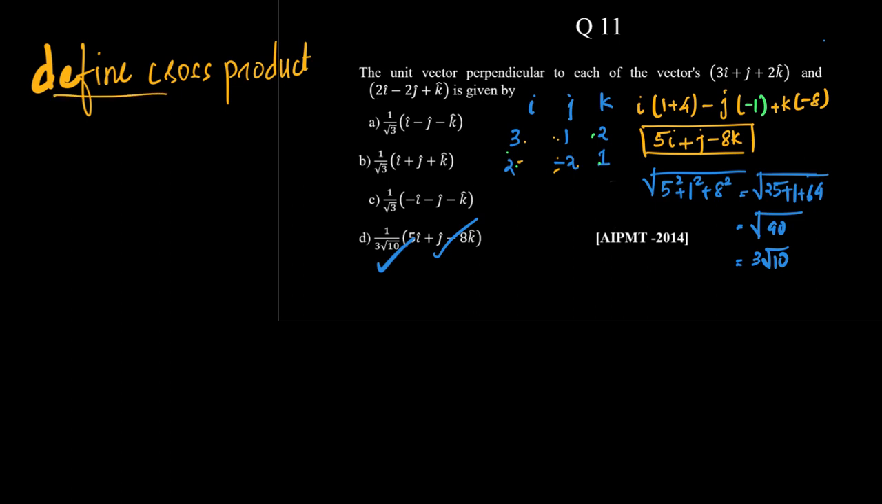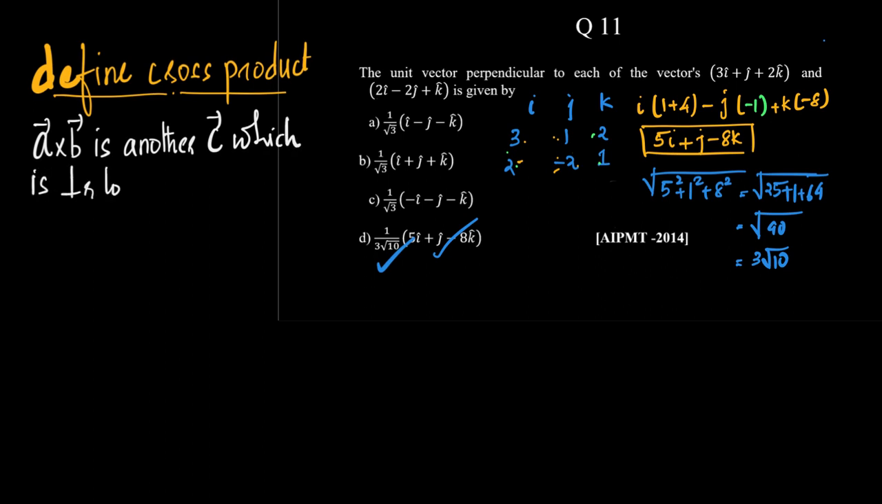And how is that? Because we know that by definition, the cross product of two vectors, say vector A and vector B, is another vector. The cross product of two vectors is another vector, vector C, which is perpendicular to both vector A and vector B. So when the question asked about the unit vector perpendicular to each of the vectors, it was actually asking you to find the cross product.